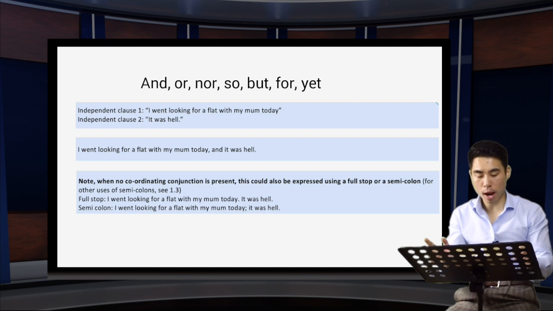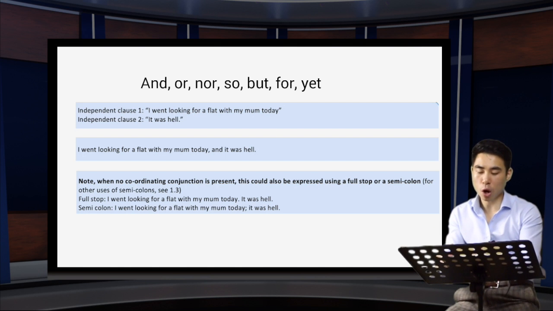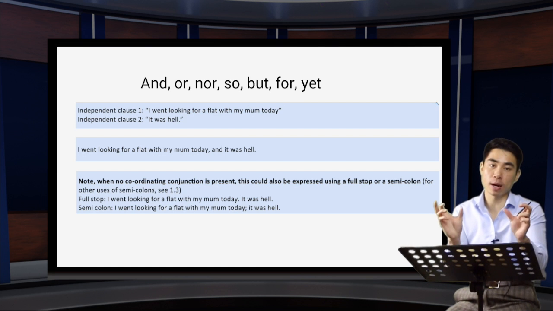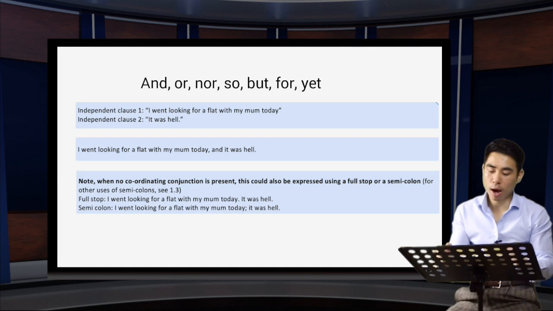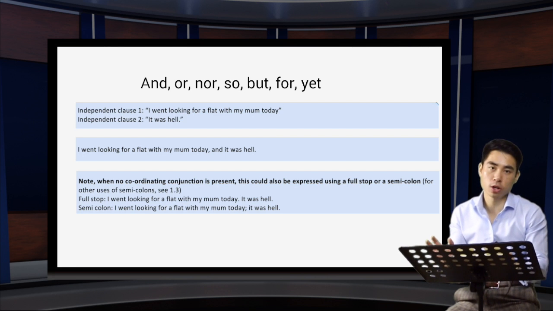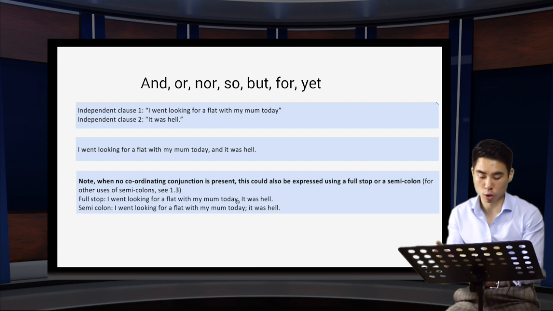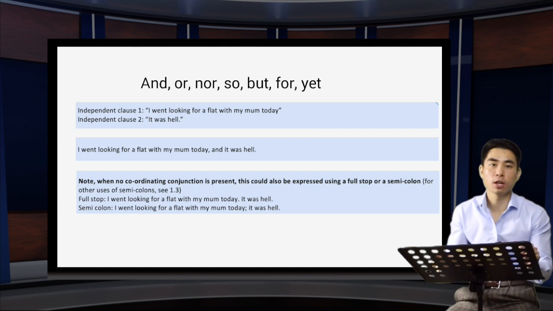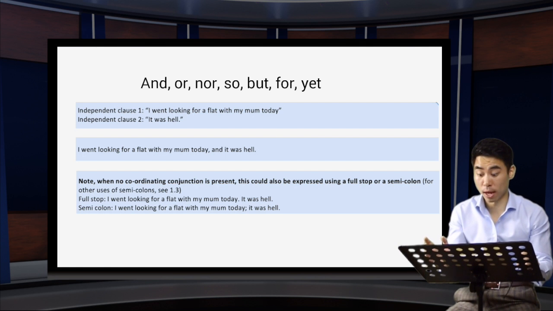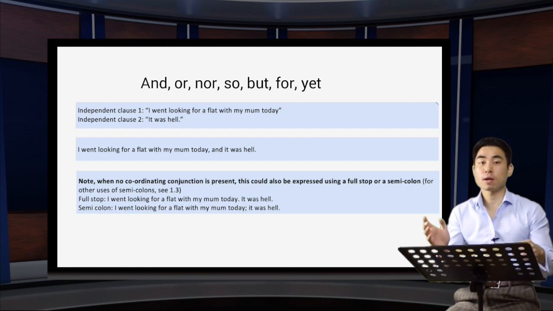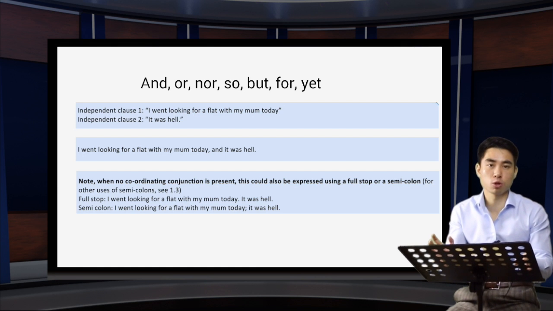So just another thing to note here. If you don't have the coordinating conjunction, these are both independent clauses. They're standalone sentences. In terms of alternative punctuation, if I didn't have this and here, and I just had the two independent clauses, a full stop in between is a valid piece of punctuation, and so is a semicolon here. A semicolon can almost be used interchangeably with a full stop. This is something that we'll cover in subsequent videos.